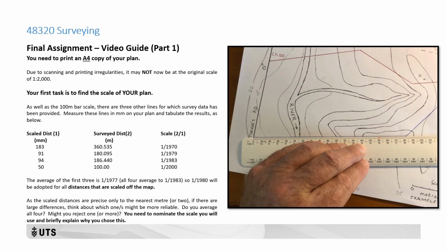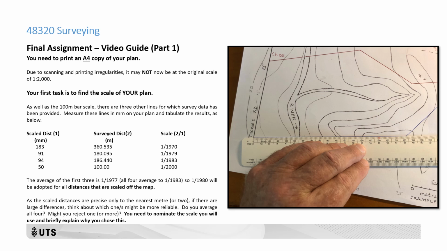So if you average the first three, saying, well, they're the longer lines, I might trust them more than the shorter line, that'll come to 1977. If you average all four, it'll be 1983. So there's not much difference there. So we're going to say, all right, I'm going to work on the scale of 1 in 1980. And whenever I scale a distance off the map, that's the scale I'll use.